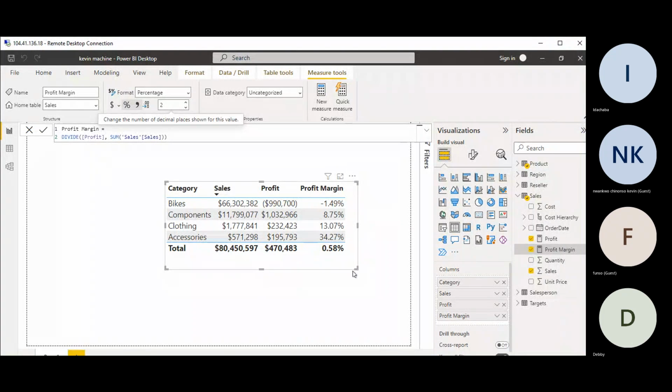Well, I think that 0.58% profit margin is quite low. That's putting everything together. It's quite low. And I think the part where we're experiencing the decrease is from the bikes. So maybe we can work on that, why the sales are low and how we can improve it.